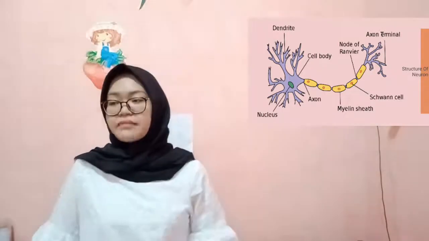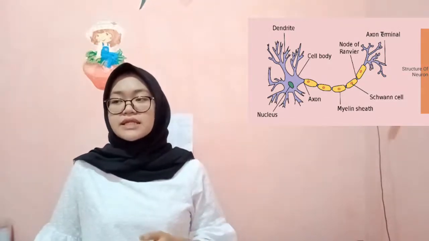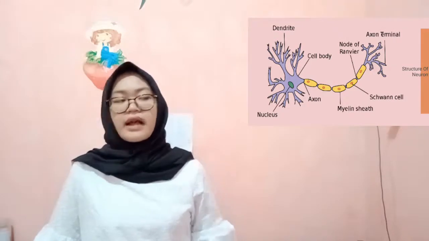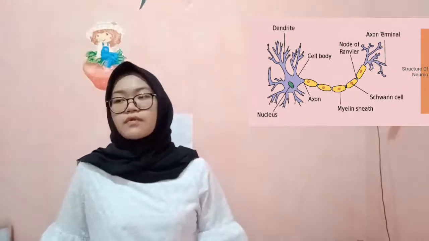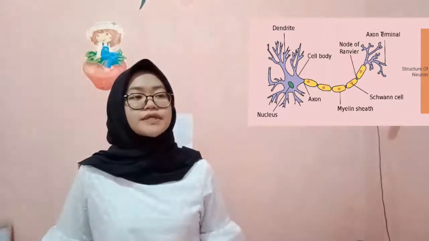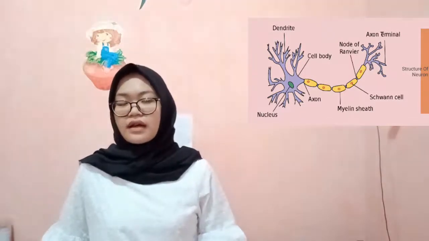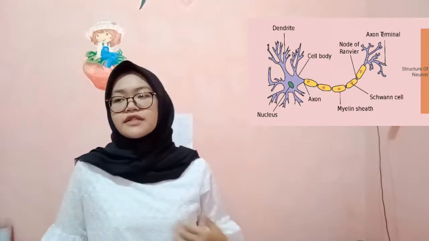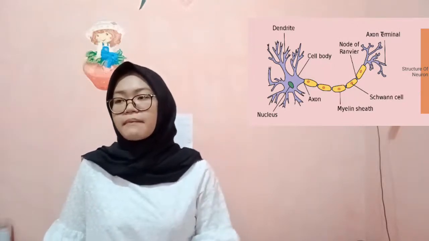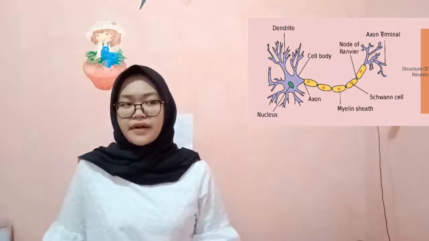Okay, the third is the axon. Axon is a nerve fiber that has a single elongation, and at the distal part of the axon there are branches that can become synapses. And usually they are surrounded by myelin composed by Schwann cells. Between one myelin segment and the next there are nodes of Ranvier that function to speed up the process of stimuli transfer.